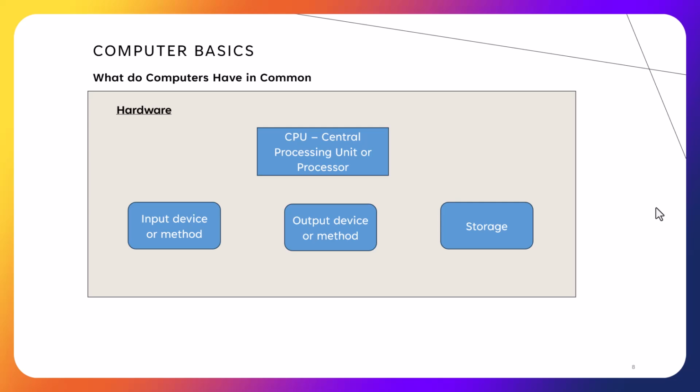An output device is how you get data out of a computer: a monitor, the screen on your tablet, a printer. So again, how do we get data out of the computer system? It doesn't necessarily have to be something human readable. It can be a network interface card that's sending data to another computer.